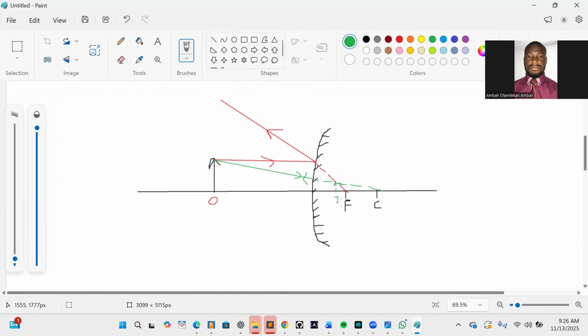So the nature of the image, because the rays are extrapolated, is virtual. The image is erect, diminished, and located between the F and the P. That's the location of the image, between the F and P, where P is the pole of the mirror. This is very important. It's the mirror that is used as the side mirror in a car. You can imagine where they say objects appear closer than they are, because the image is always within the focal point, between the F and the P.